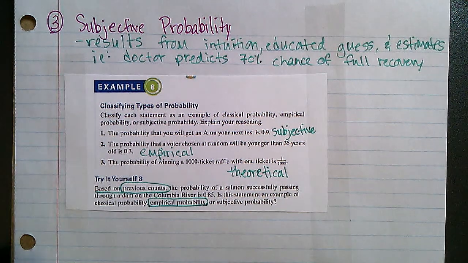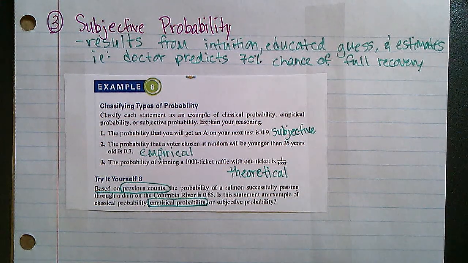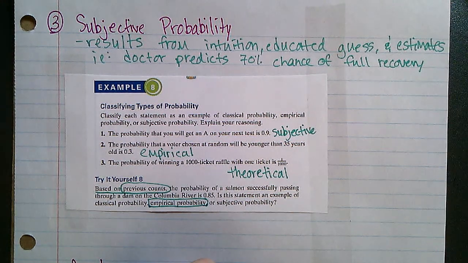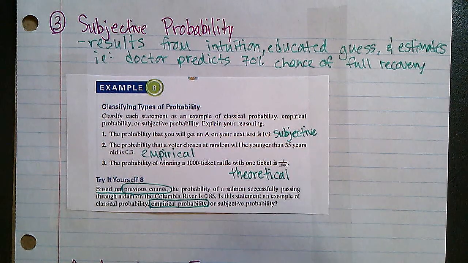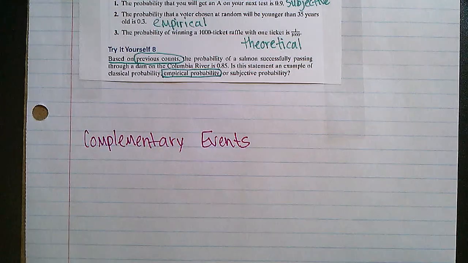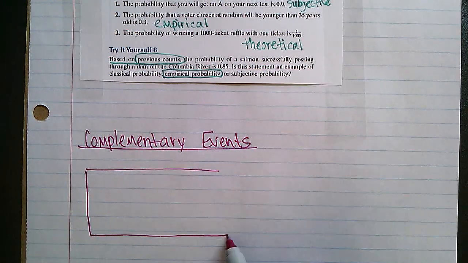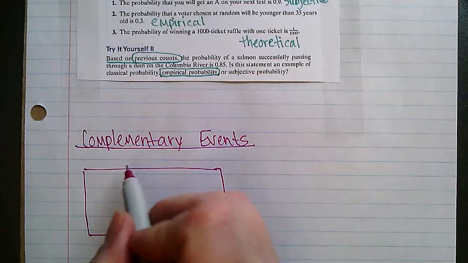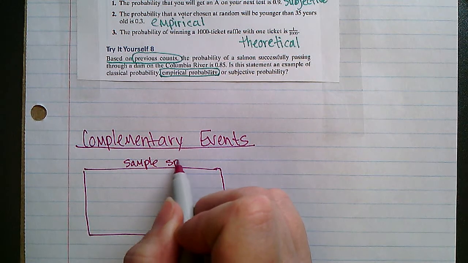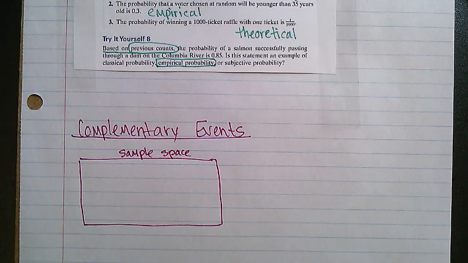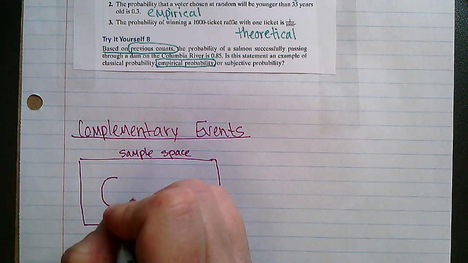Okay, we're sort of shifting gears to talk about complementary events. Complementary events. So let's say that this box here is the entirety of a sample space. So all of the possible outcomes are in this sample space. Then within that sample space, I'm going to have some event that is E.